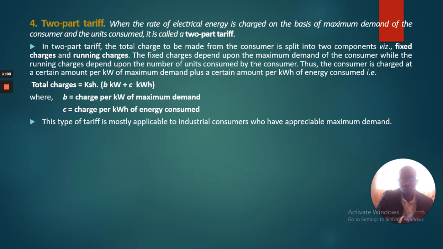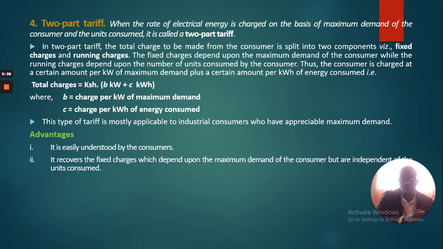In this two-part tariff, the total charge to be made from the consumer is split into two parts: fixed charges and the running charges. For us to get the total charges, we shall have the charge per kilowatt of maximum demand, then you add the charge per kilowatt of energy consumed. An advantage of this is that it's easily understood by consumers. It recovers the fixed cost, which depends upon the maximum demand.